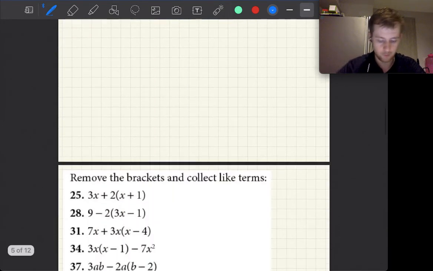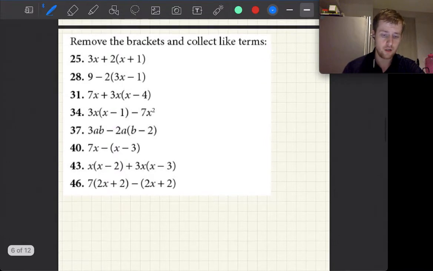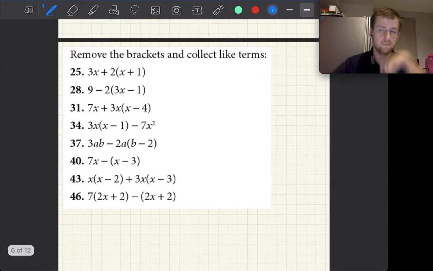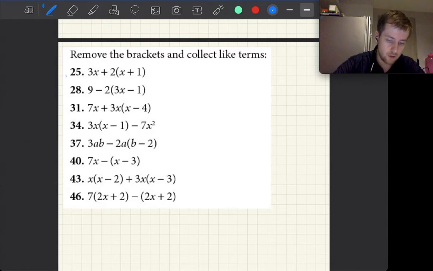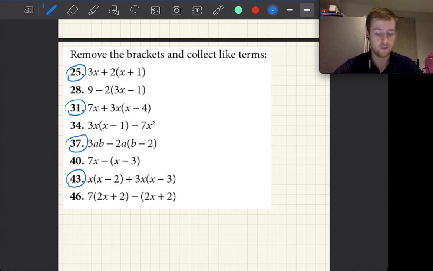Okay, next one. So this is kind of a next level thing in this chapter. Here we have to simplify, but before we simplify we have to remove the brackets. Actually, I think this is too many examples. I'm only going to do the odd numbers from here, if you guys don't mind.